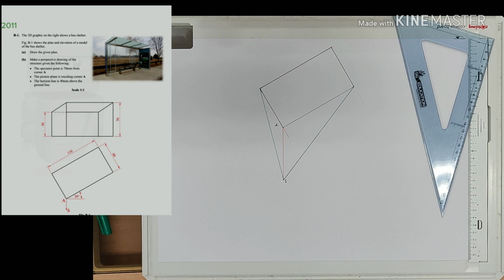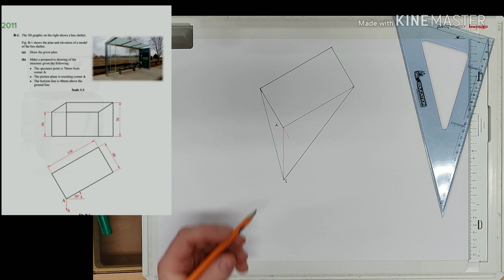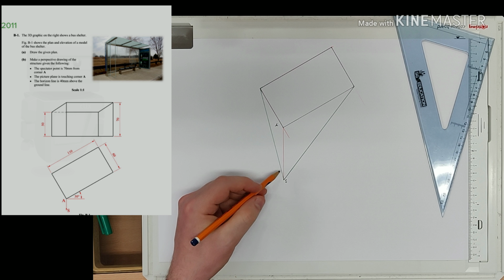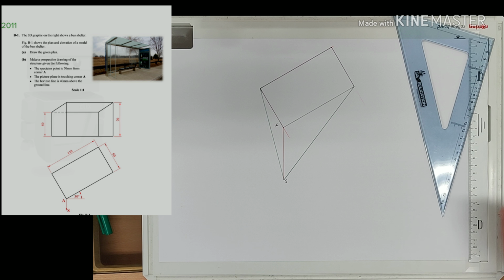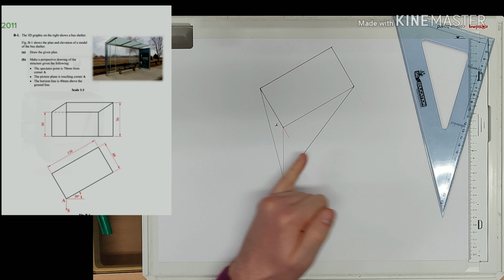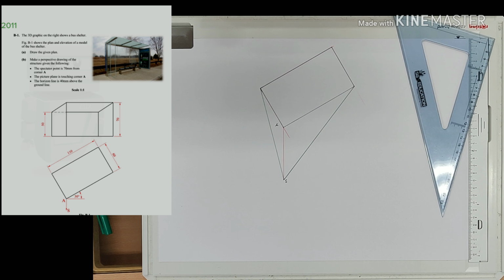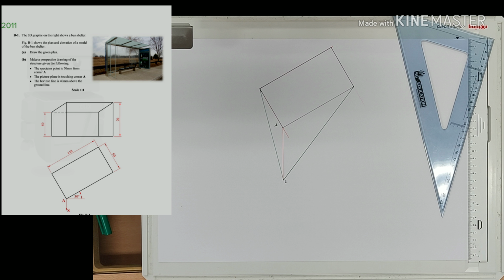Okay, so we've drawn the given plan. We've located our spectator from corner A, and we've drawn in our cone of vision, hitting the extreme ends of the object. Our next move now is to find the line of sight. Now to do that, we must bisect the angle that's created by the cone of vision.